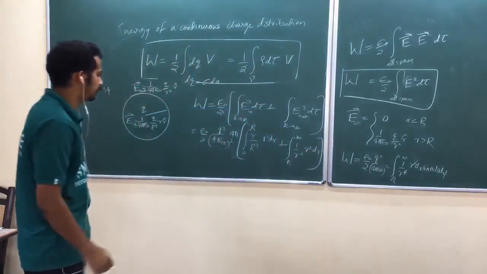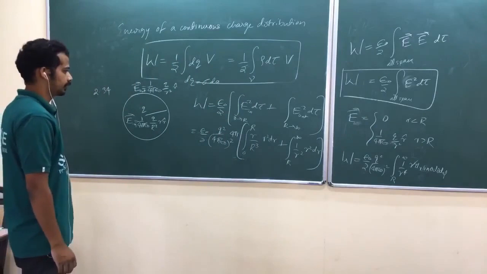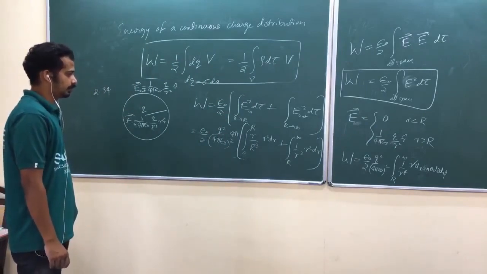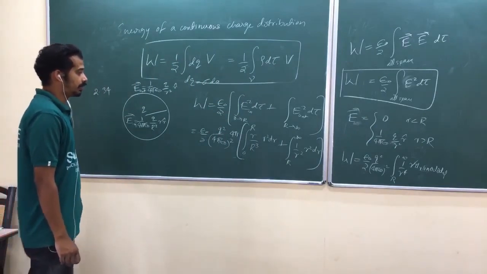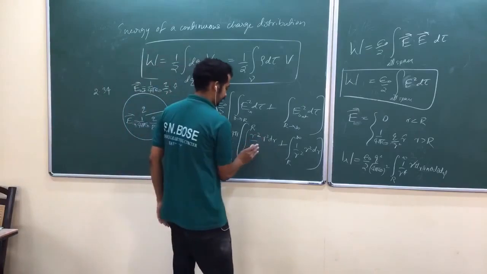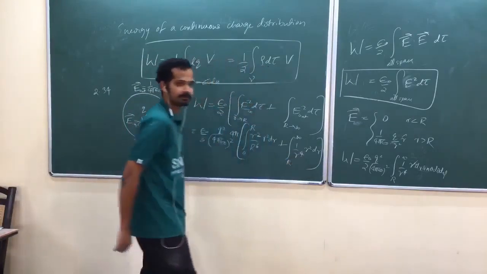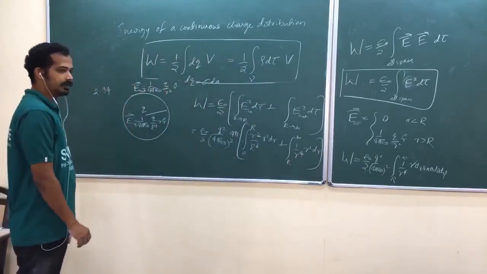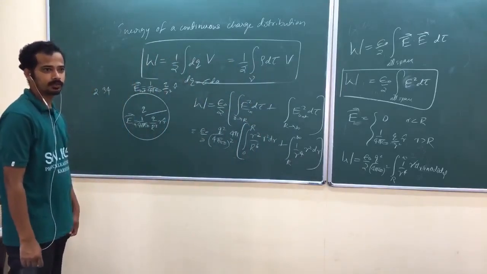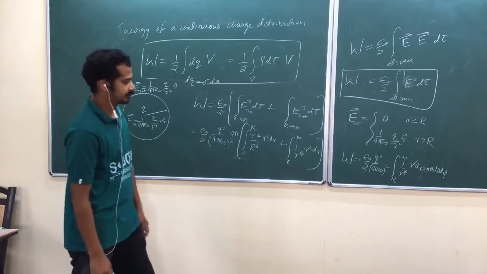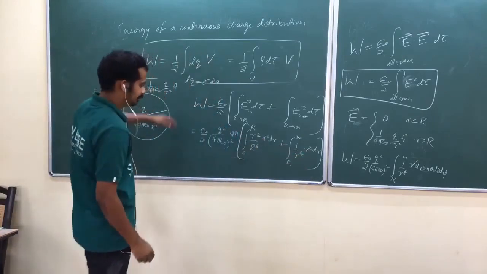Wait, something is missing. R raised to 4, R square, isn't it? Squared, isn't it? E square. Otherwise it would be infinite, isn't it?